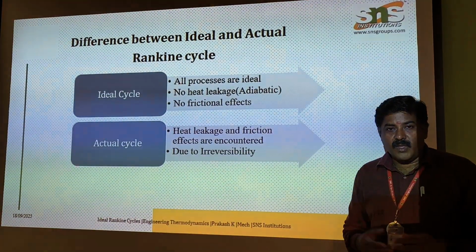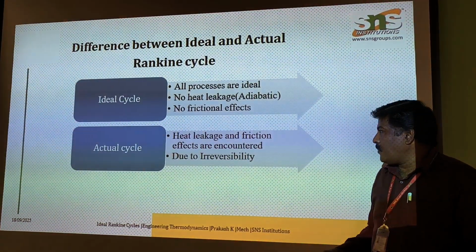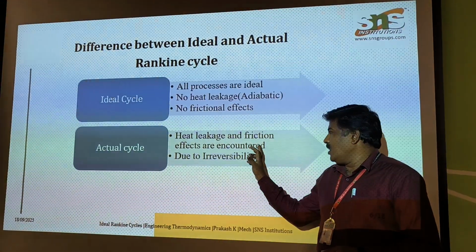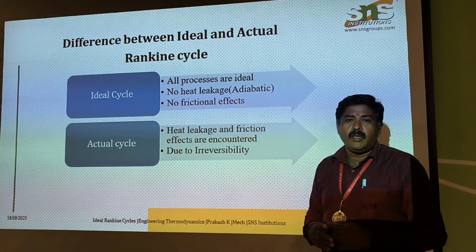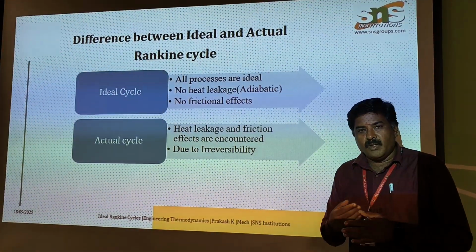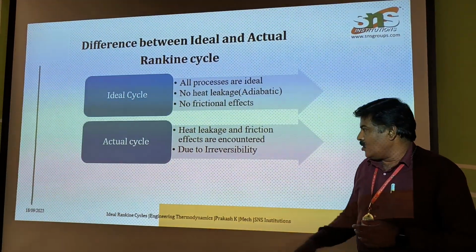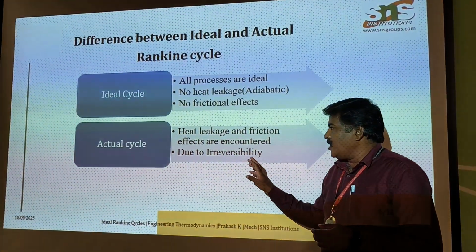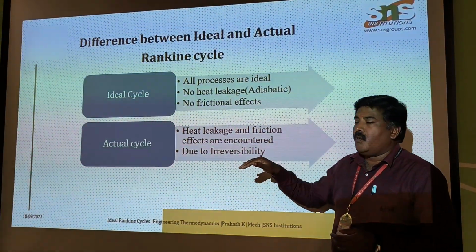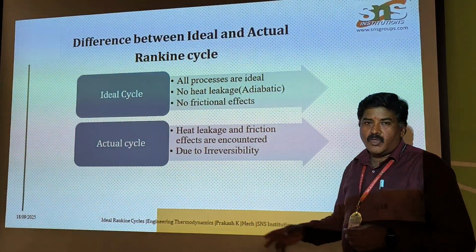But in real time, when the cycle is implemented, there will definitely be heat leakage and friction because of the moving parts. As steam is moving inside the tubes, there will definitely be friction, and irreversibility also takes place. So this is the common difference between the ideal cycle and the actual cycle.